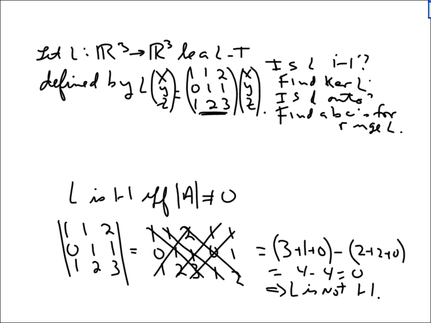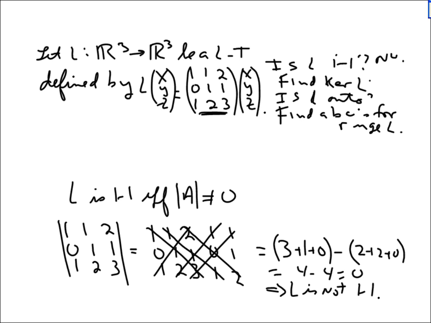You don't have to suppose L of xyz equals L of abc, and then show that xyz does not have to equal abc. Just look at the determinant.